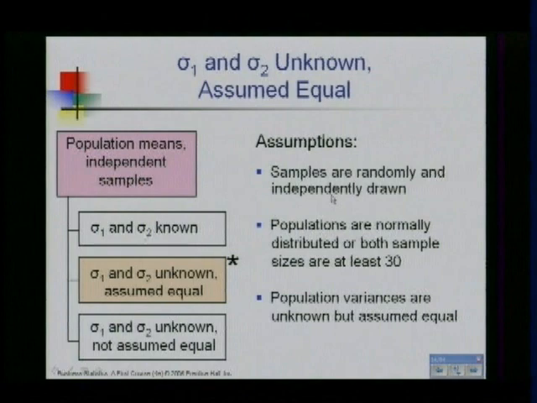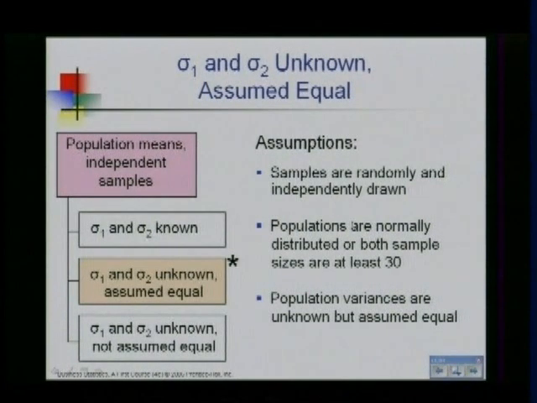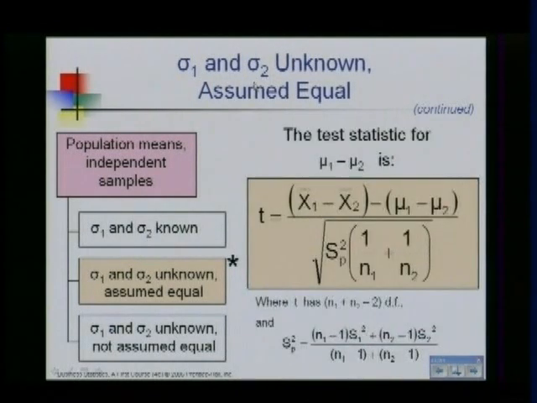Samples are randomly and independently drawn, and the populations are normal. Both sample sizes are at least 30, and our variances are unknown but assumed equal. Okay, so in this situation, everything's the same except for whether we know the variances or not. Now we're ready to look at a sample problem.